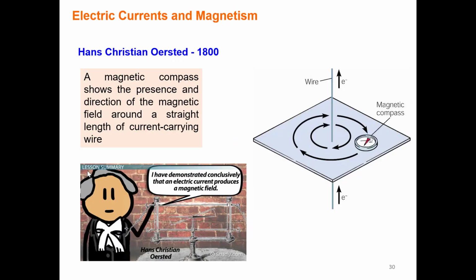In the next slides, we are going to discuss the relation between electric currents and magnetism. The first person that studied this phenomenon was Hans Christian Ørsted, and he was doing an experiment. He applied some voltage through a wire, and when the current passed through the wire, he observed that a magnetic compass close to the wire was deflected. What he concluded is that electric currents produce a magnetic field.